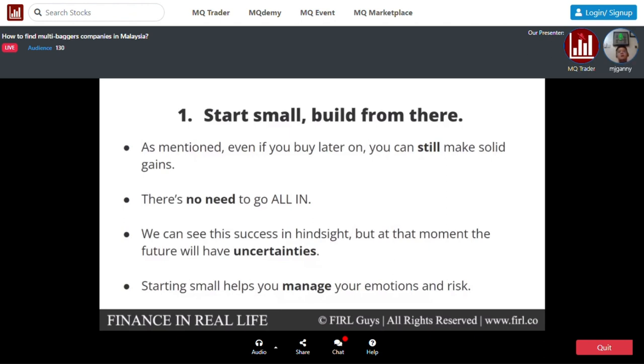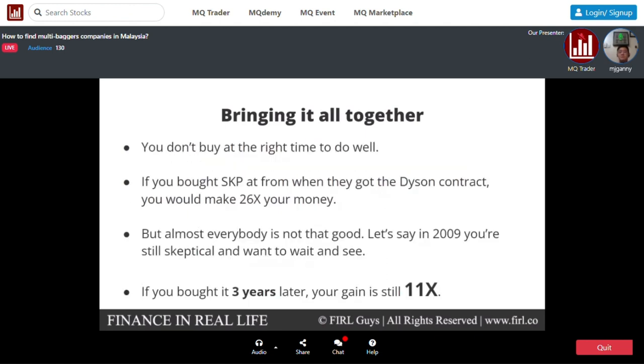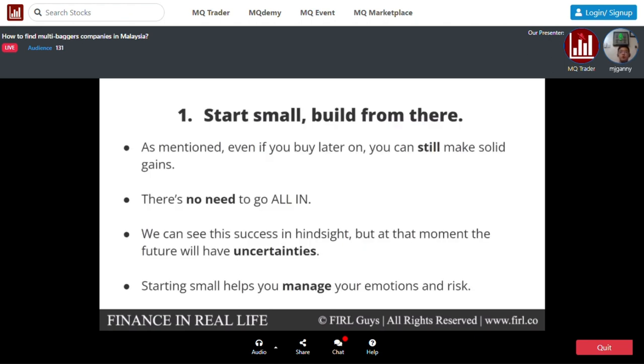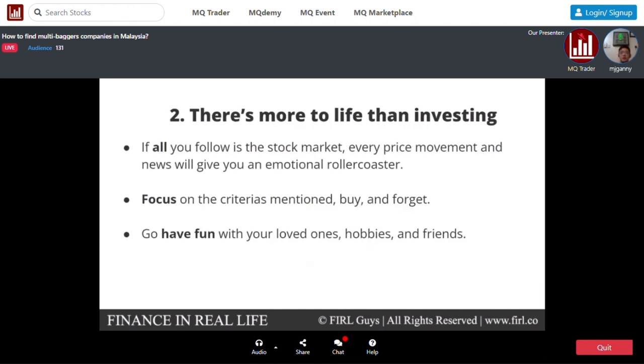And as certain uncertainty starts to clear up, you can slowly add. Just like SKP, right? You start and then you build as you gain in confidence. This is very good to help manage your emotions and your risk. And of course, there's more to life than investing, right? If you always follow the stock market, I'm quite sure you do not have the best mental health, right?